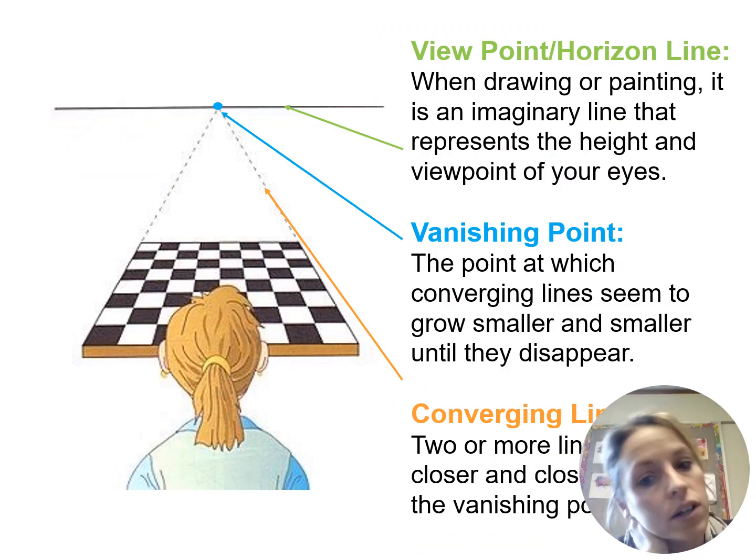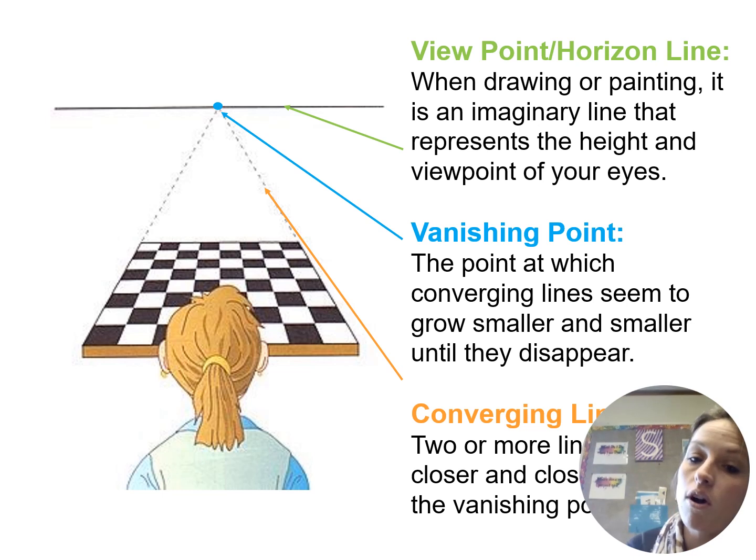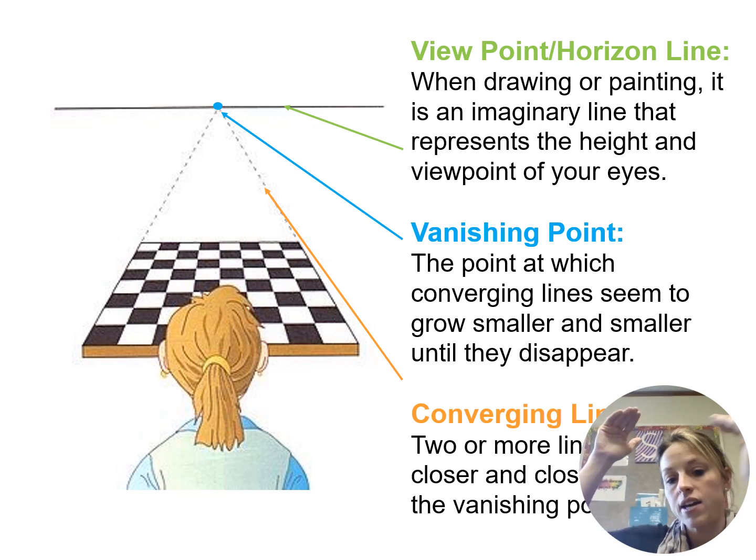Okay, so now we're going to talk about what the viewpoint is, or the horizon line. So the horizon line is when you are drawing or painting. It's the imaginary line that the sky and the ground create in the distance.